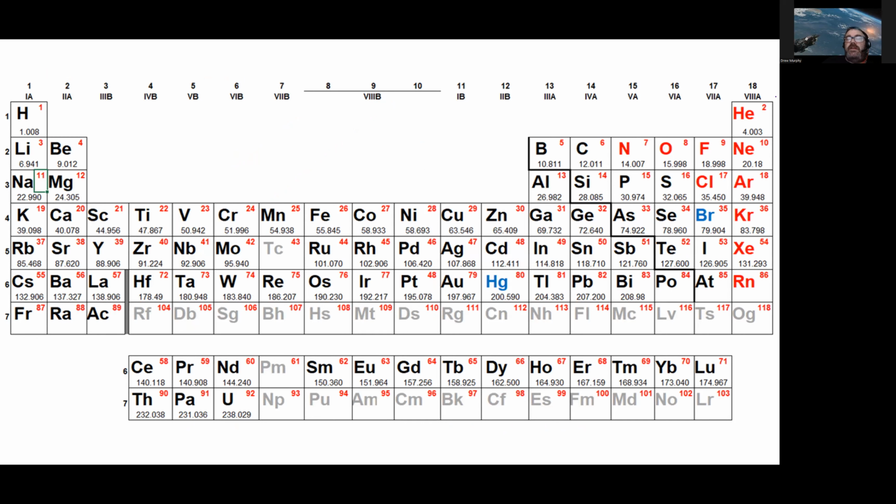I'm keeping to the convention with the classroom periodic table where the blue ones are liquids at room temperature, the red ones are gases at room temperature, the black ones are solids at room temperature, and the gray ones are synthetic.